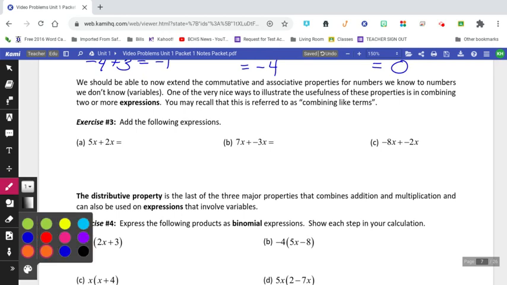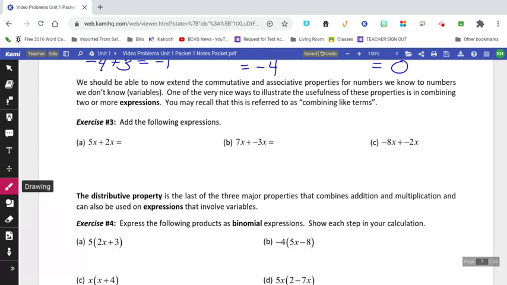Okay, we can do the same type of thing even when we have variables. So here we have a little bit of a review of like terms. When you add or subtract variables, remember you can only add or subtract like terms. That means you have the same exact variable, and that variable has the same exponent on it. So for example, x and x squared cannot be added or subtracted. They're not like terms. And all you have to do is add or subtract the numbers in front.